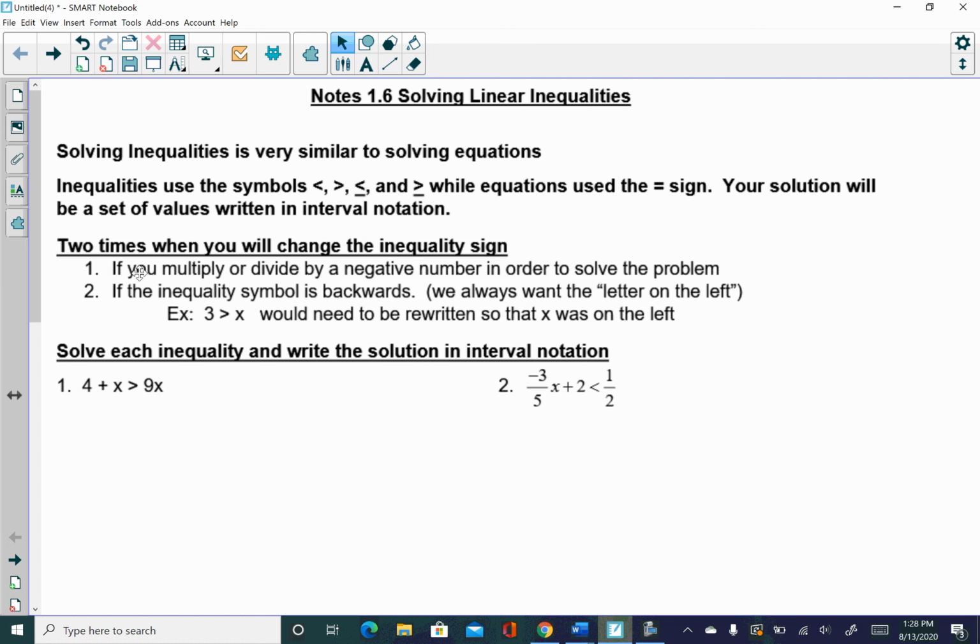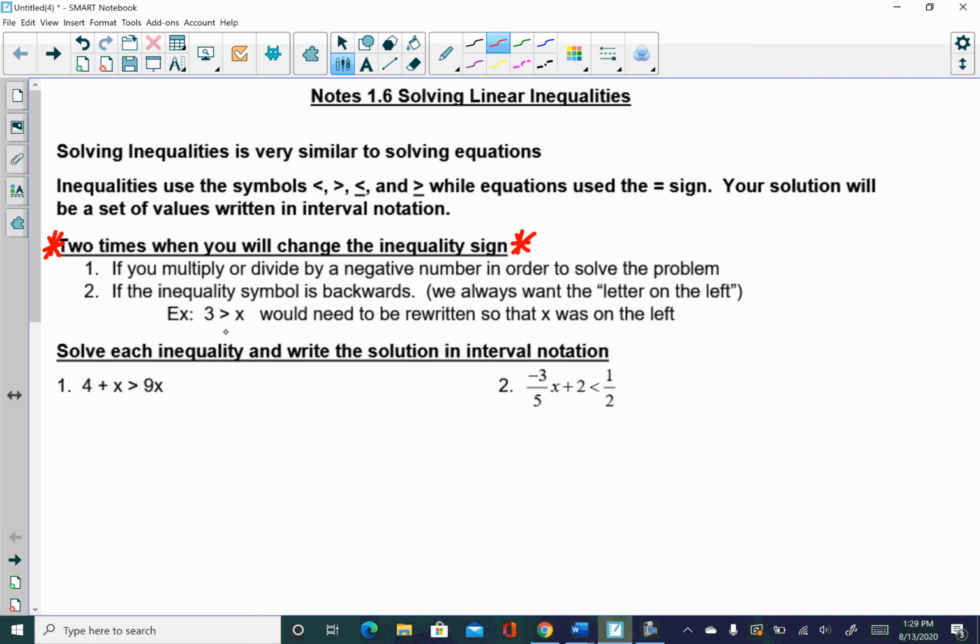And then the biggest new piece for solving inequalities is that there are two times when you have to change your inequality sign. The first one is the most important, or I mean, they're both important, but it's critical that you do this. Anytime you multiply or divide by a negative number in order to solve the problem, you have to change your inequality sign.